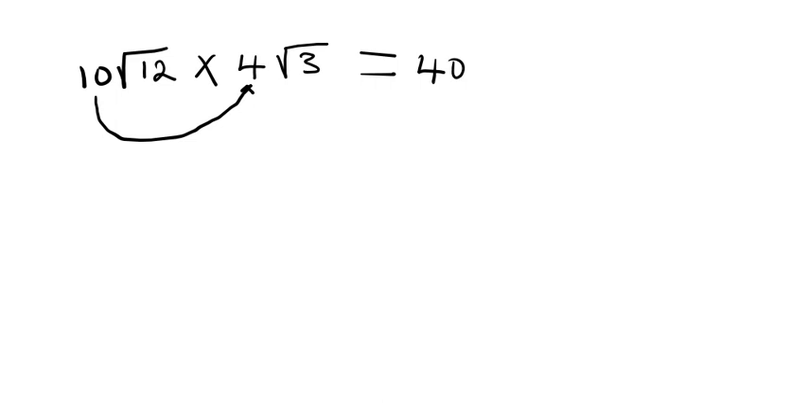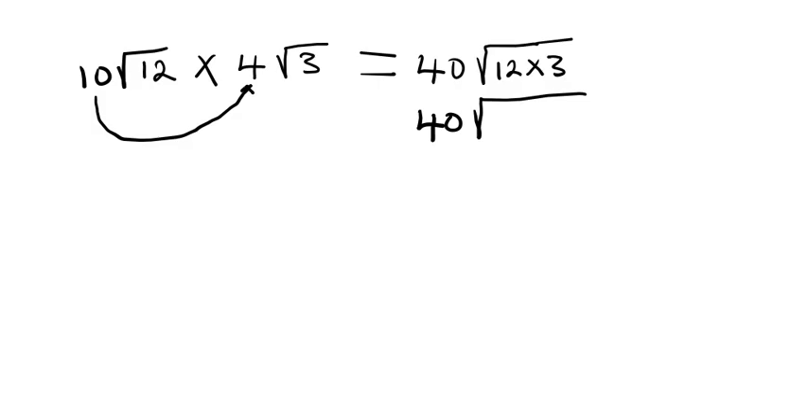Then multiply the ones inside the root, 12 multiplied by 3. So here we have it as 40 square root of 36. 36 is a perfect square.